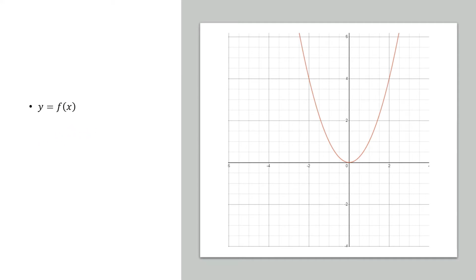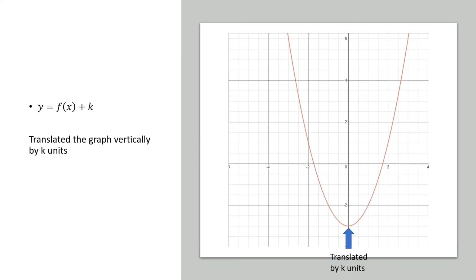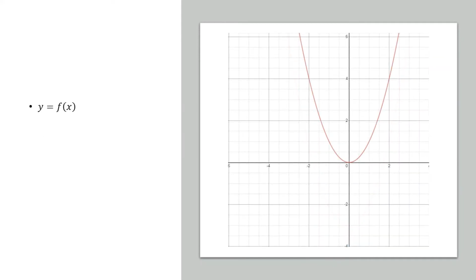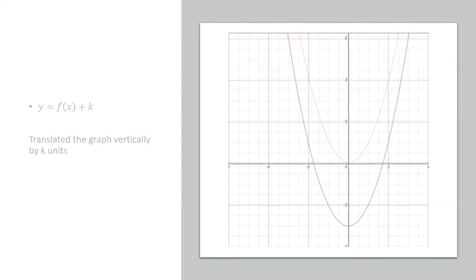Doing so, we get y is equal to f of x plus k, and you can see that that is going to perform a vertical translation to the graph of f of x by k units. Over here, k is negative, so that is why the graph went down. Let us recap. Here's the graph of y is equal to f of x, and here is the graph of y is equal to f of x plus k. You can see that the graph has been translated vertically by k units.